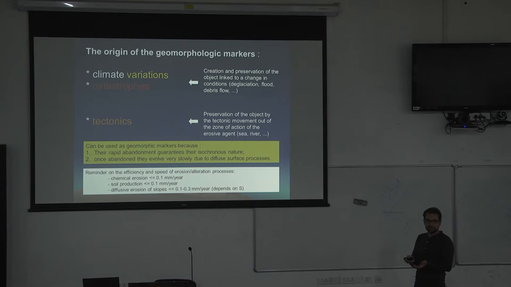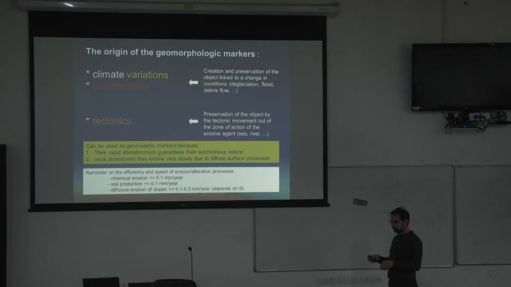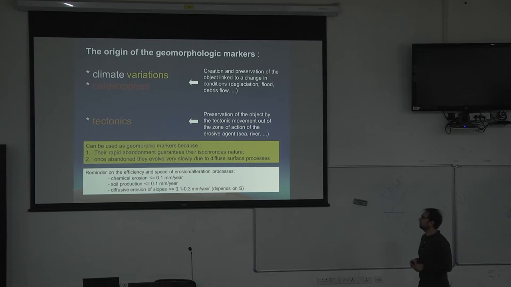And we can also have abandonment due to tectonics. It will be the case, for example, for the marine terrace. If you get some uplift, then the abrasion platform is above sea level, and the wave cut cannot act to create or keep on creating the platform. So the abrasion platform becomes an abandoned marine terrace and an abandoned geomorphic marker.